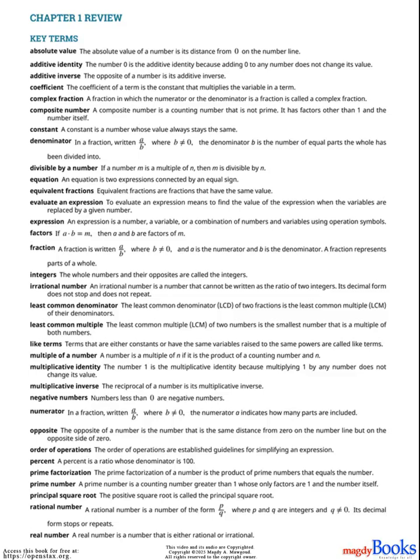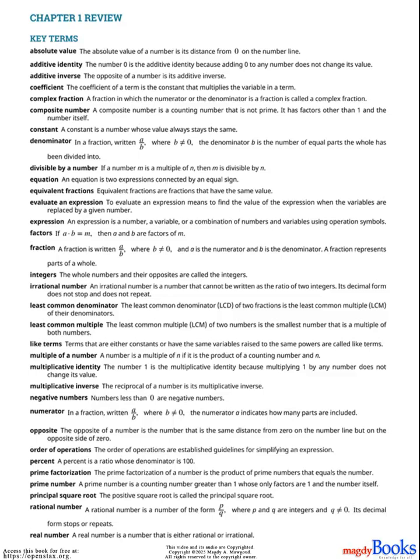Negative numbers. Numbers less than 0 are negative numbers. Numerator. In a fraction, written a over b, where b does not equal 0, the numerator a indicates how many parts are included. Opposite. The opposite of a number is the number that is the same distance from 0 on the number line, but on the opposite side of 0.